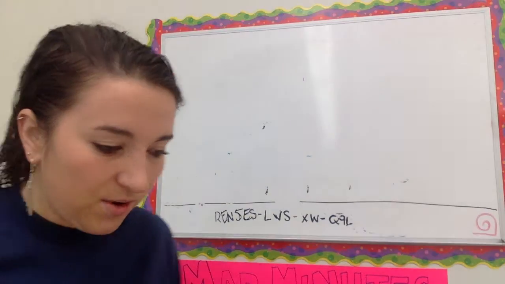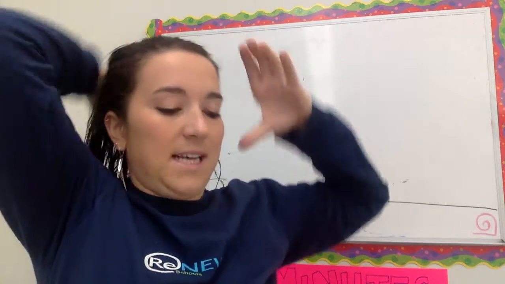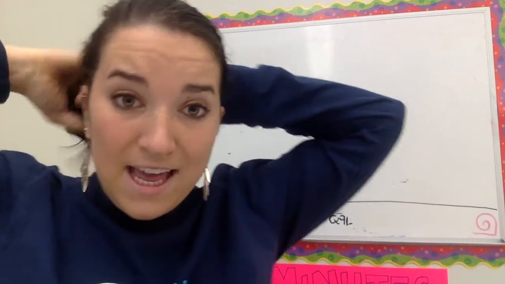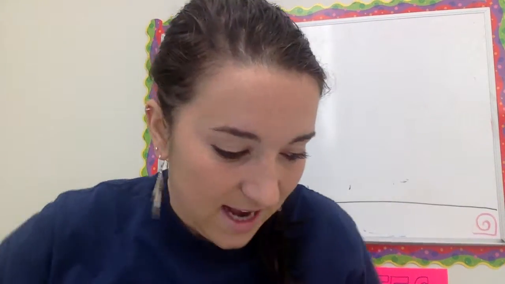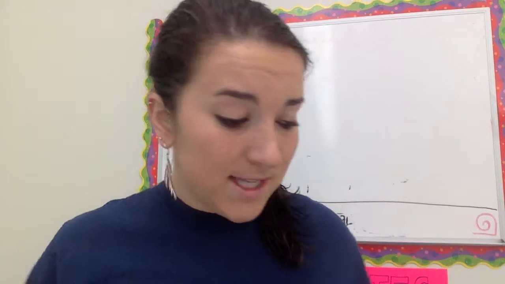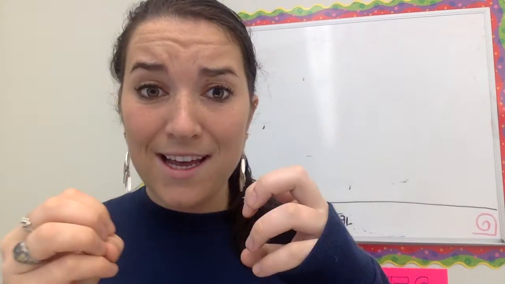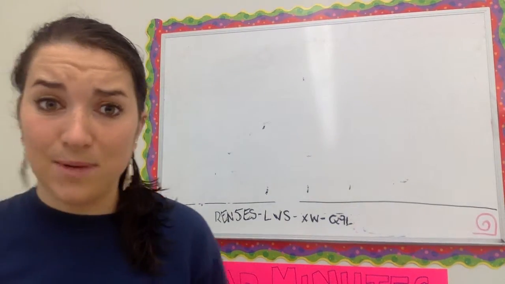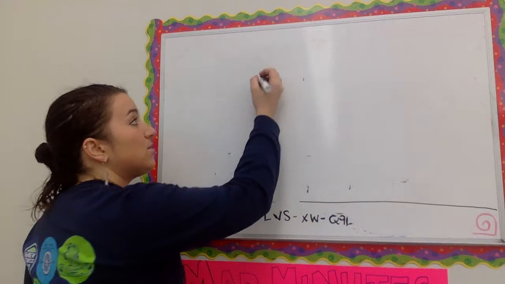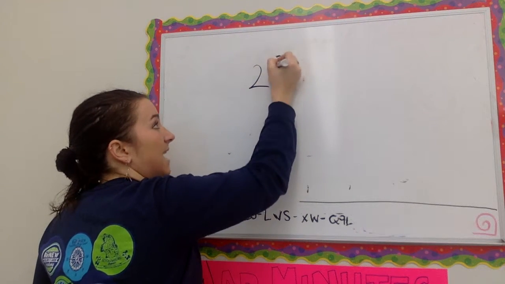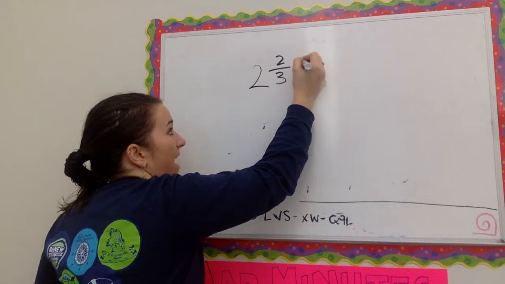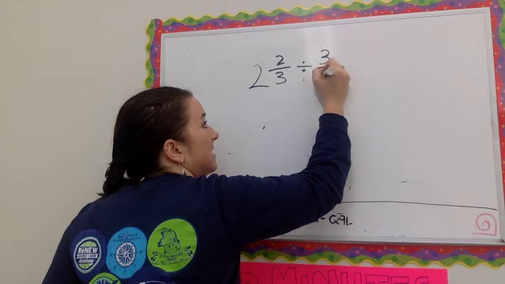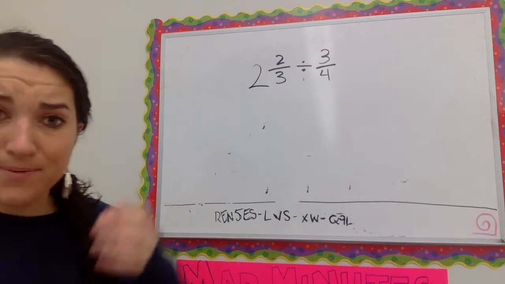All right, so number 2. There are 2 2/3 pounds of Skittles in each large bag, and the entire bag is split equally among a group of friends. If each person gets 3/4 pounds, how many people can share the bag? So we're taking 2 2/3 pounds and we're splitting it into groups of 3/4. So that means we're going to be dividing because we're splitting into equal groups. So I have 2 2/3, because that's how many Skittles I have, divided by 3/4, because that's the size that goes in each bag.